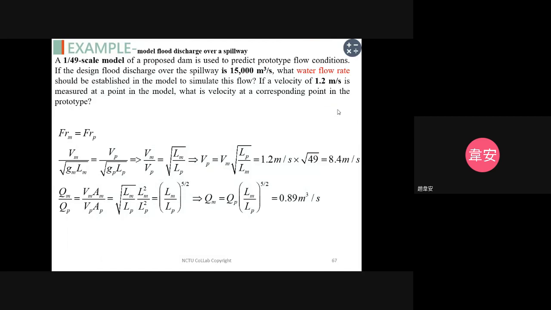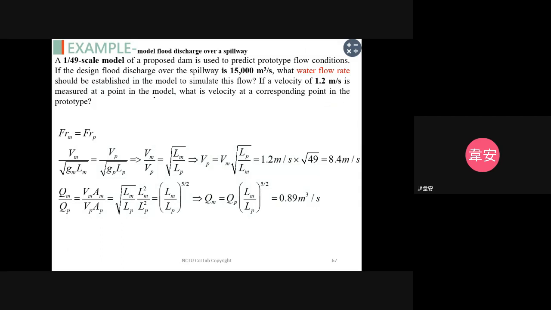For this kind of problem, we assume we conduct a 1/49 scale model, and our proposed model is used to predict the prototype flow conditions. If the design fluid discharge over the spillway is 15,000 meters cubed per second, what water flow rate should be established in the model to simulate this flow?